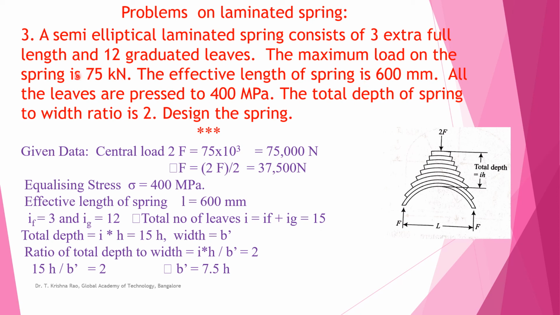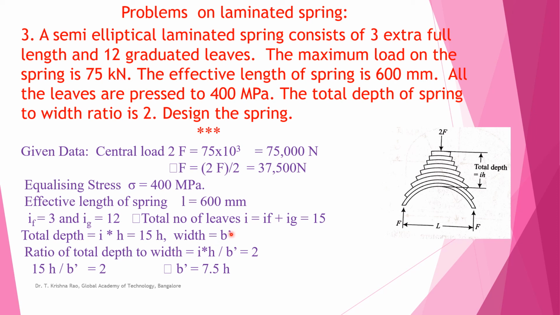Load on the spring is 75. Load is always called 2F, the total load, so F is half of that. The effective length is directly given, so we need not calculate anything. Effective length of spring is given as 600. Otherwise we would have to do L minus LB by 2. All leaves are pre-stressed to 400 MPa. That means equalizing stress applies here, not like the first and second problems.